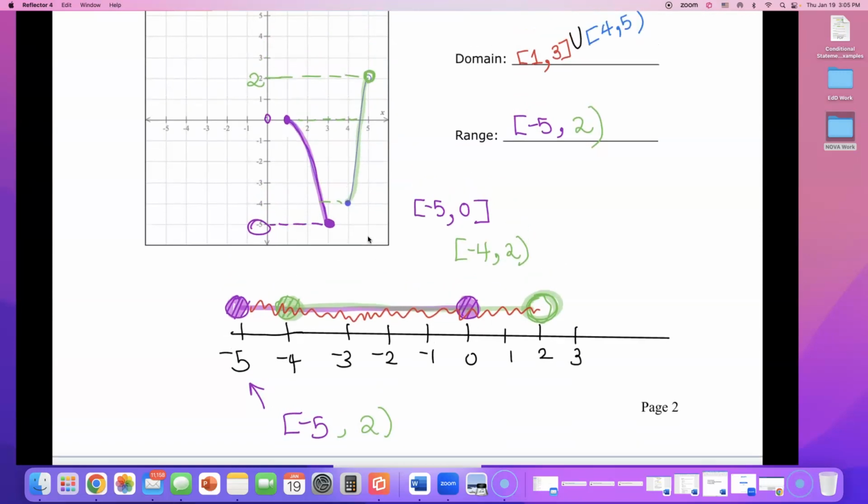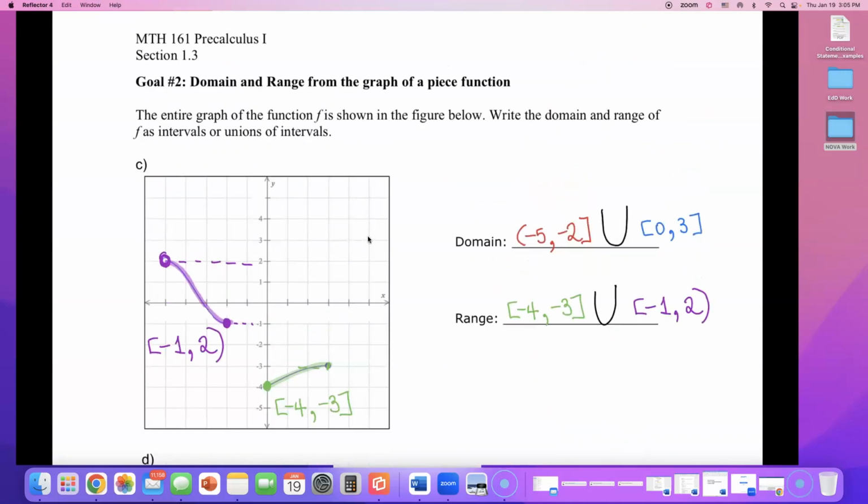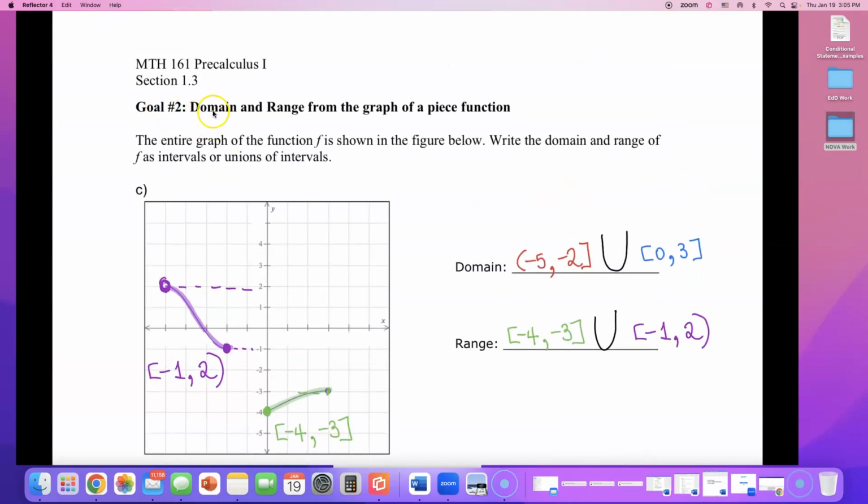So hopefully that made sense. And that one was the second example of goal 2, domain and range from the graph of a piecewise function.